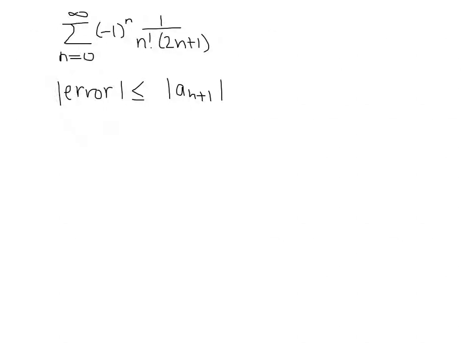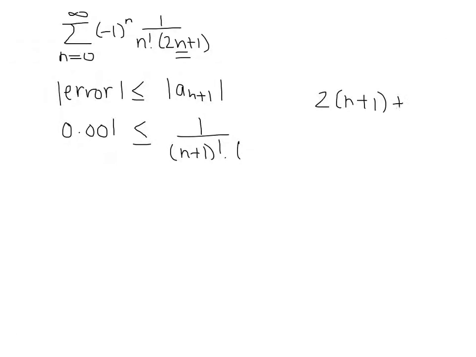So we want the error to be less than 0.001. So 1/1000th, 1 over n plus 1 factorial. Now when I input 1 there, I'll have 2n plus 1 plus 1, which is 2n plus 3. And now you just test n's until you get one that works. It is best to use the smallest n that works, and the smallest n that works is n equals 4.